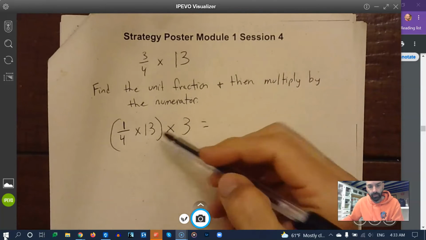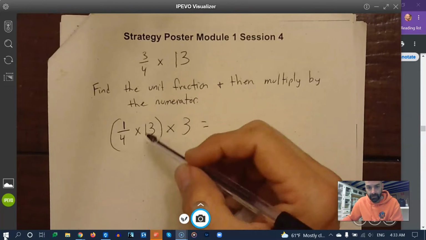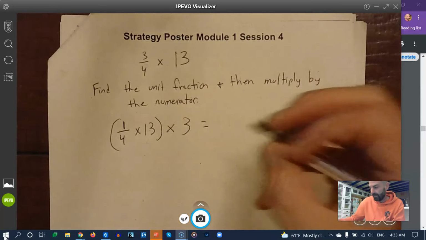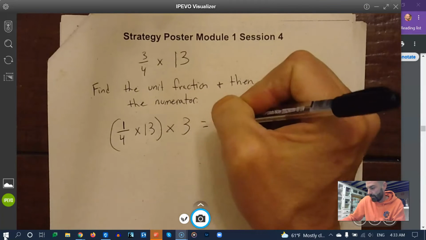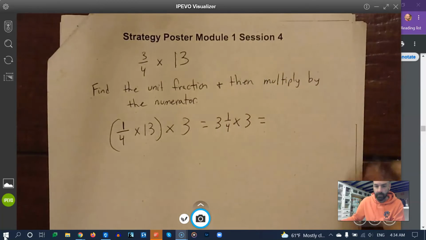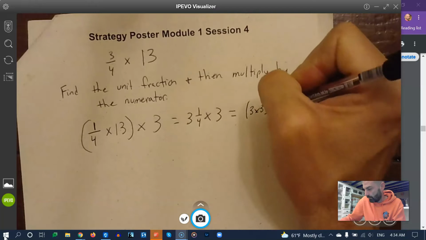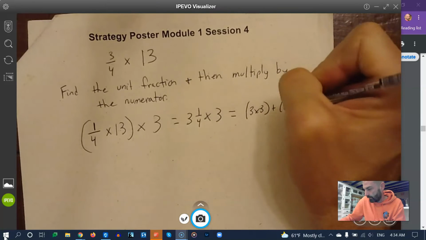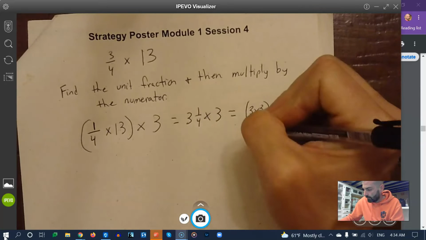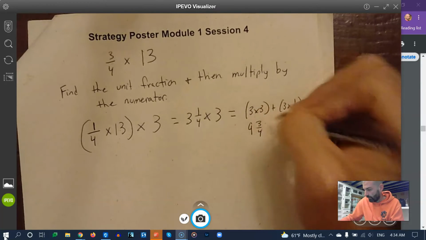Well, how do we find 1/4 of 13? I like to do half and half. So half of 13 is 6 1/2, and half of that is 3 1/4. And then we multiply that by 3. And if you're not sure what that might look like, that's 3 times 3 plus 3 times 1/4, or 1/4 of 3. And so we have 9 3/4.